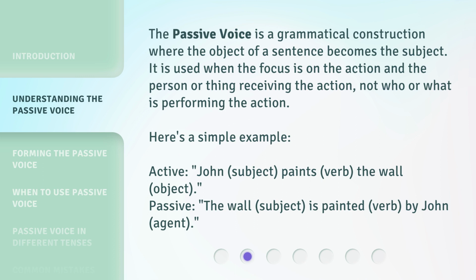Here's a simple example. Active: John (subject) paints (verb) the wall (object). Passive: The wall (subject) is painted (verb) by John (agent).